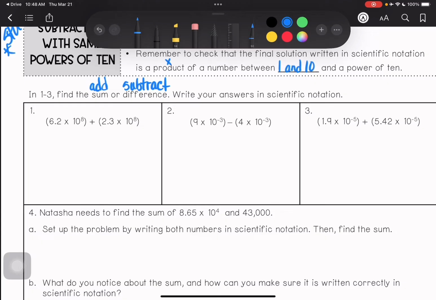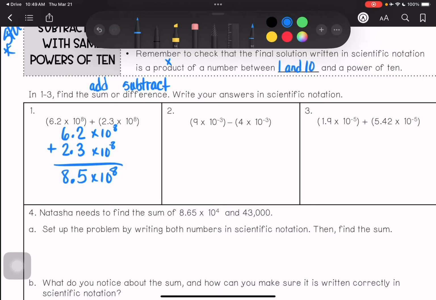So our first one, our exponents are the same. So all we're going to do is line up our decimals. And we're going to add because we see a plus sign. So we have 2 3/10. So we're going to keep the exponents the same, which is 10 to the 8th. And we're going to add our place values vertically. So 2 plus 3 is 5, and 6 plus 2 is 8. So 8 5/10 times 10 to the 8th is the final answer.